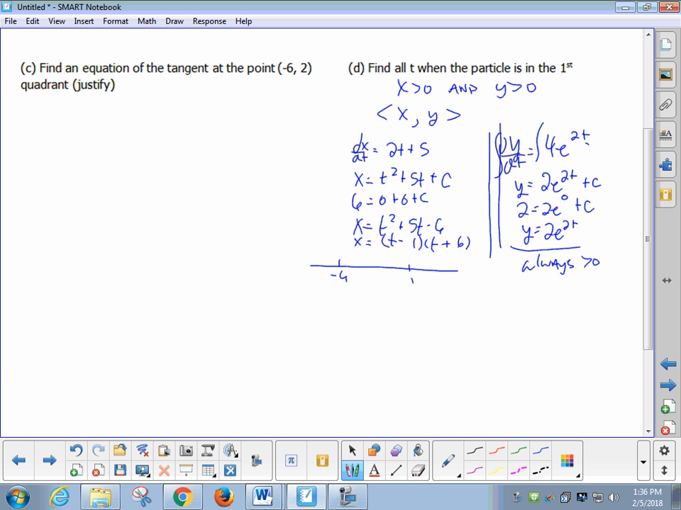I had no information that time was only positive, so I'm just going to go with the whole time frame. The signs are positive, negative, positive. So that, combined with the always positive y's, tells me I choose these two time frames. The only issue after that is, what about the endpoints?